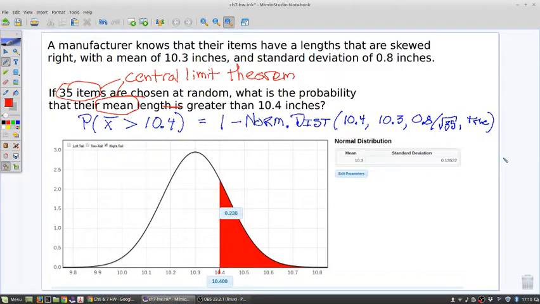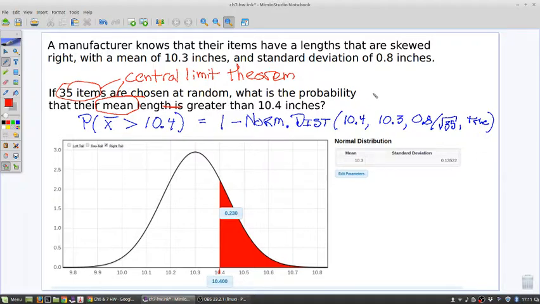So here we have a manufacturer who is making a product, let's say they're screws, and they believe the lengths are skewed right if they look at the distribution with a mean of 10.3 inches and a standard deviation of 0.8 inches. Now, the question here is if 35 items are chosen at random, what's the probability that their mean length is greater than 10.4 inches?